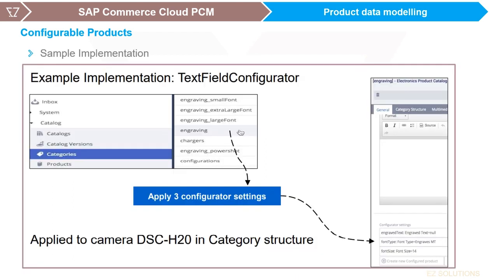SAP Commerce provided implementation called a text file configurator. You can observe this in the category node in the back office. Just search for the engraving category. In that category, you can see the three configurator settings of the type text field configurator are assigned with default values. This category is a supercategory of the DSC H20 camera. This means that this camera, as well as all of its variants, will become configurable products in the storefront.